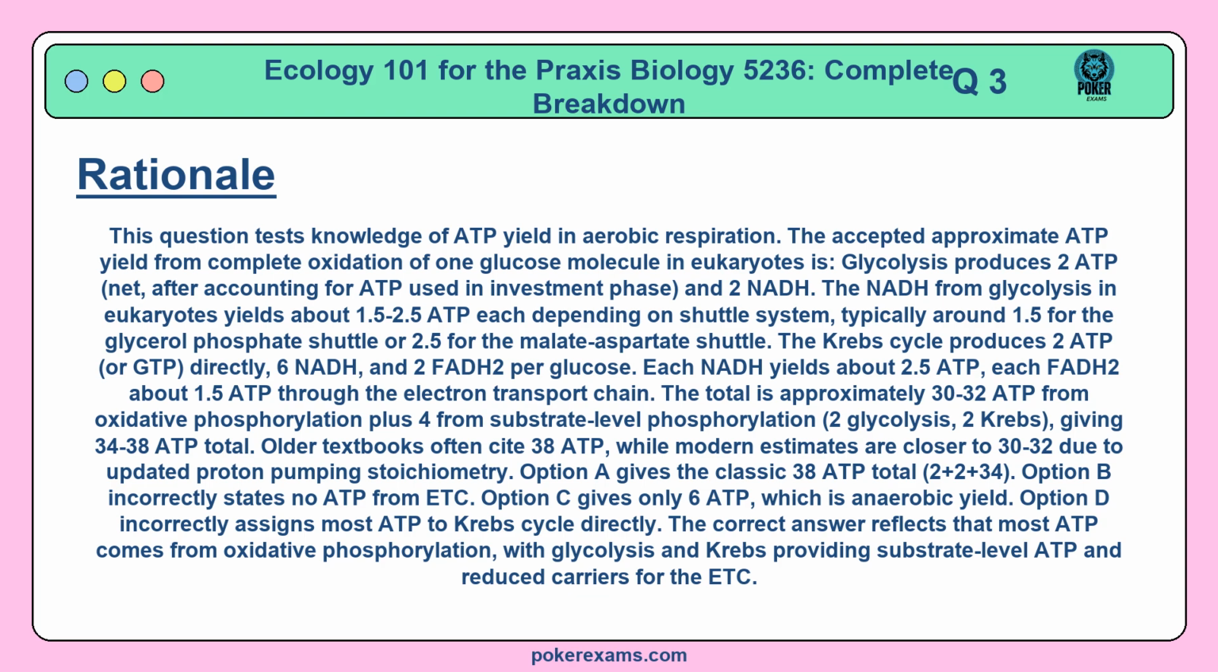Option B incorrectly states no ATP from ETC. Option C gives only 6 ATP, which is anaerobic yield. Option D incorrectly assigns most ATP to Krebs cycle directly. The correct answer reflects that most ATP comes from oxidative phosphorylation, with glycolysis and Krebs providing substrate-level ATP and reduced carriers for the ETC. Question 4.